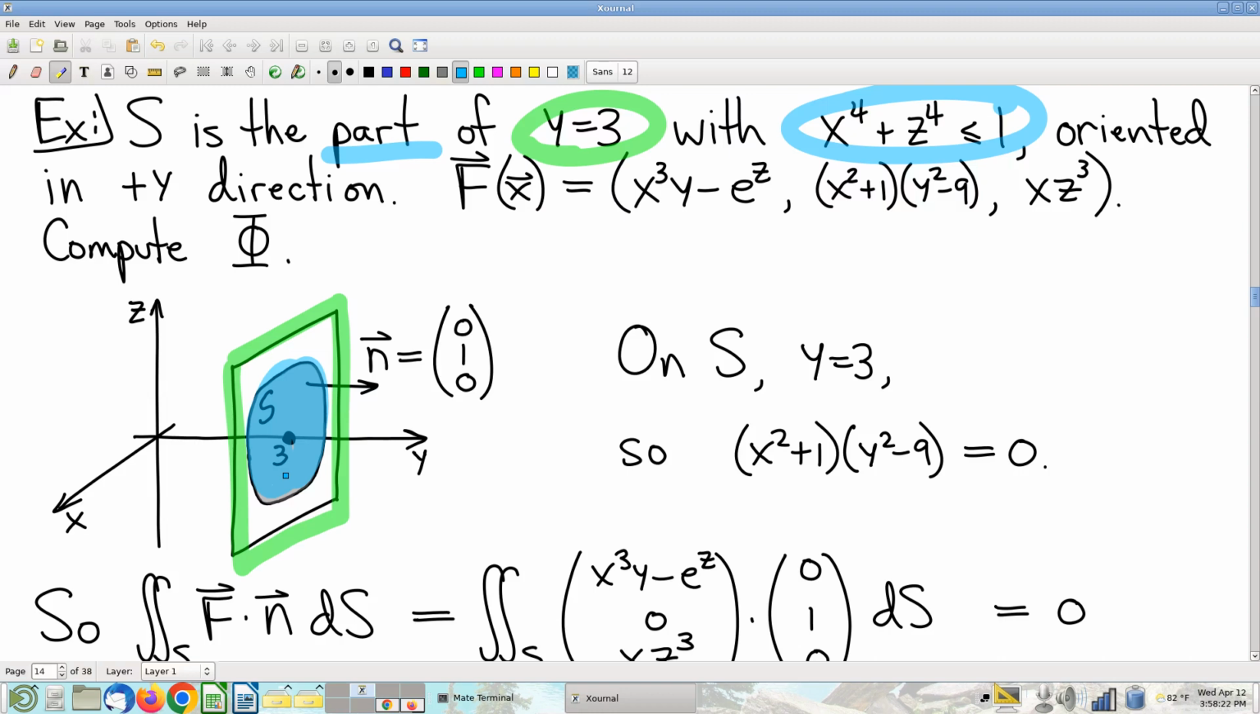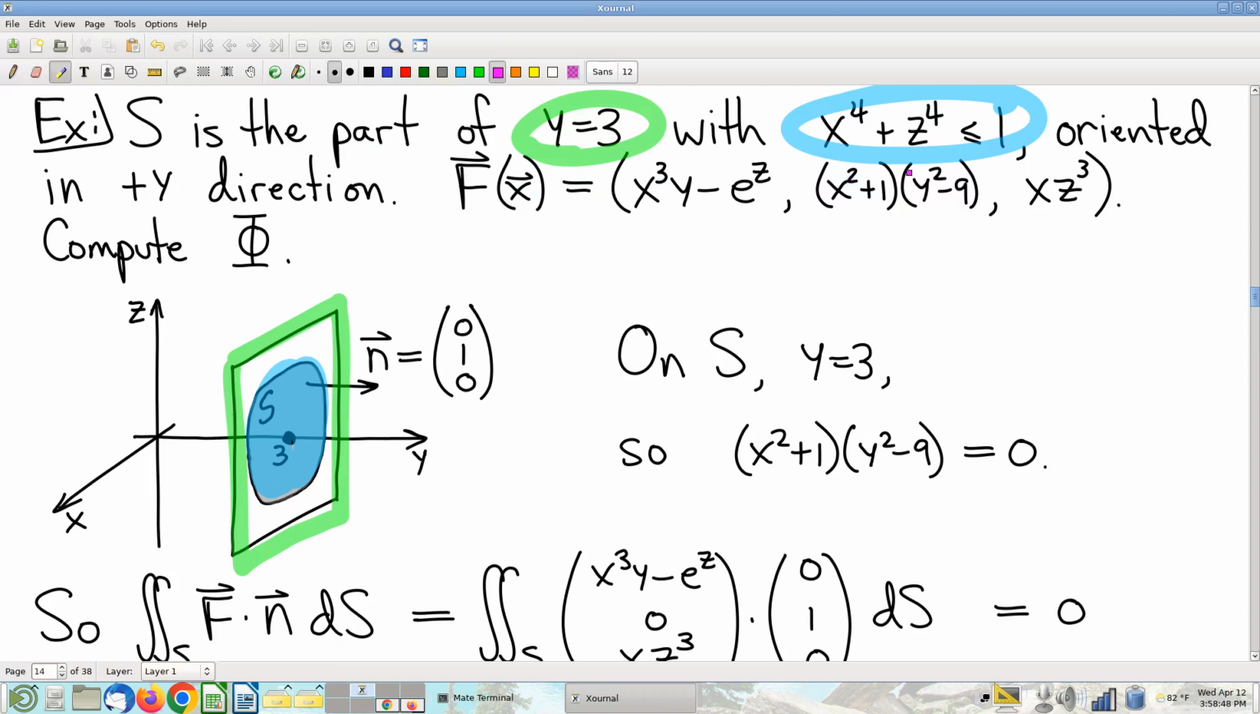Okay, and we've got an orientation given to us, and we've got a vector field given to us. We're computing the flux. So now again, you could parameterize. After all, this is a graph, so y equals a function of x and z. You could use the graph parameterization, and you could plug and chug. But look at the easier alternative here now.